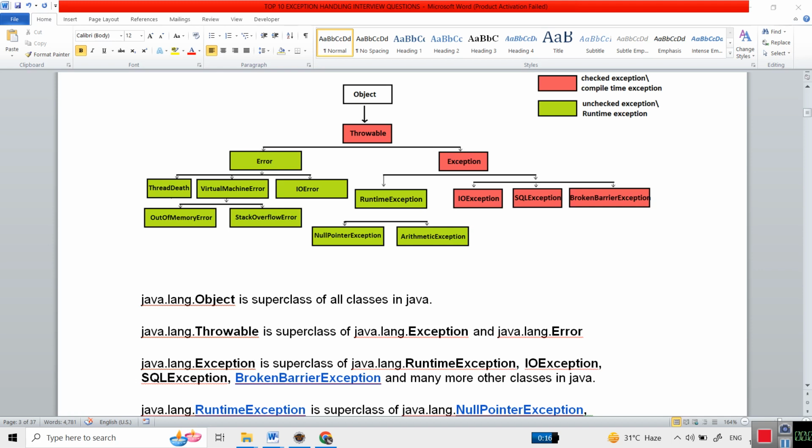Exception is divided into RuntimeException, and this one IOException, SQLException, BrokenBarrierException, and NullPointerException. RuntimeException is also divided into NullPointerException and ArithmeticException. Here VirtualMachineError is divided into two errors, OutOfMemoryError and StackOverflowError. So in this, OutOfMemoryError and StackOverflowError are important, definitely they will ask in the interview. And here RuntimeException and IOException, SQLException they will ask you.